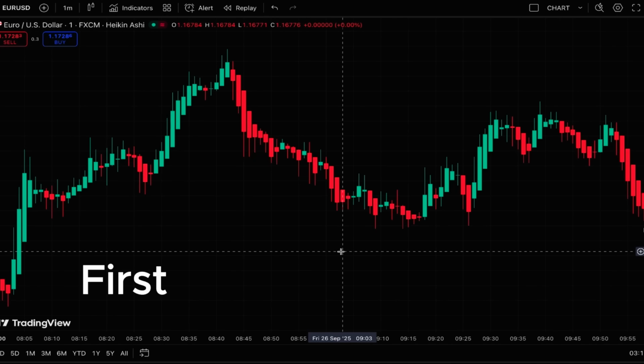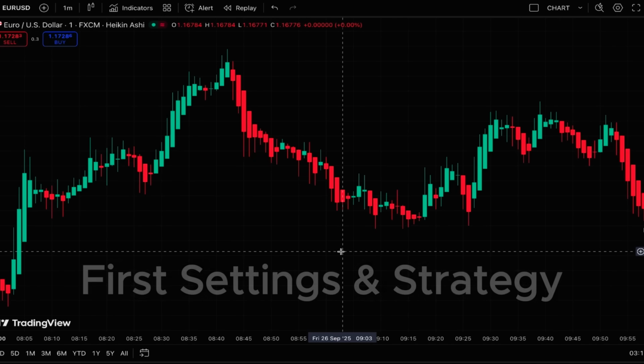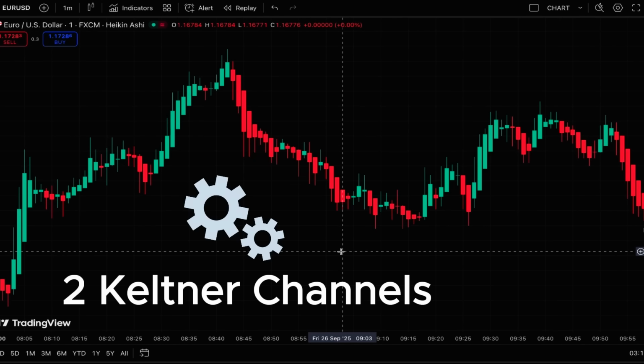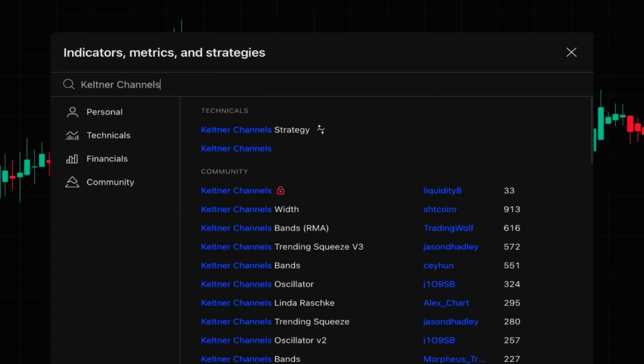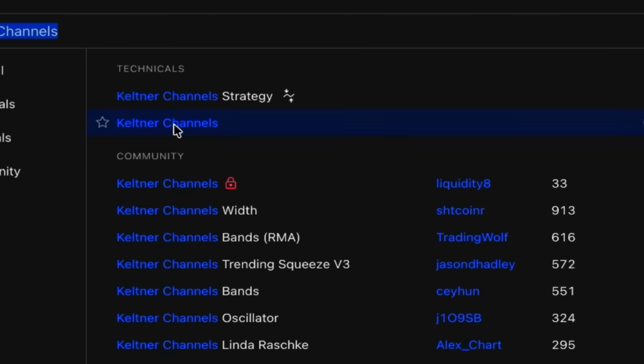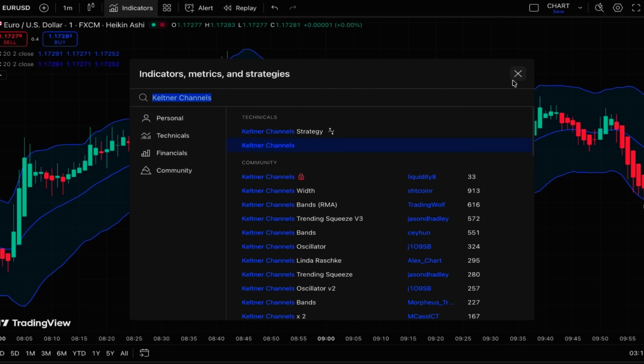Alright, let's begin with the first settings and trading strategy. We need to add 2 Keltner channels to our chart. So here we click on indicators and we search Keltner channels. We add this one, which is a built-in indicator on TradingView. We add 2 Keltner channels to our chart. And now we should give them some special settings.